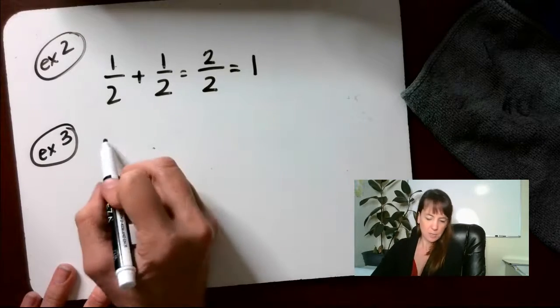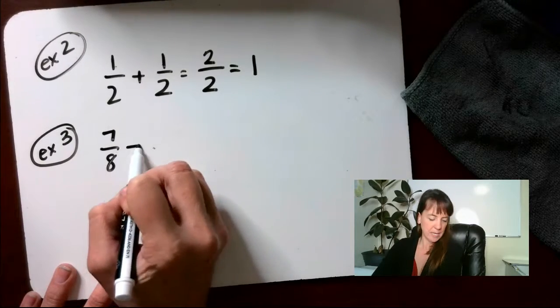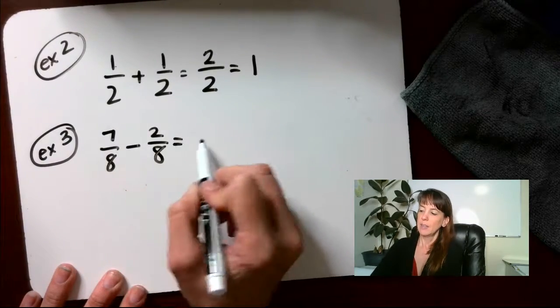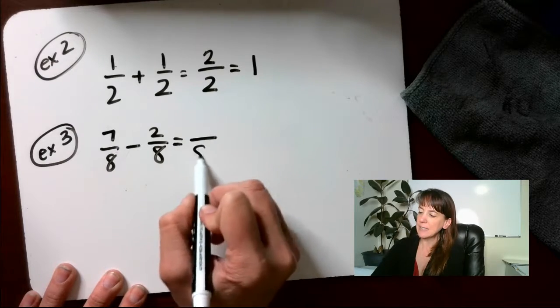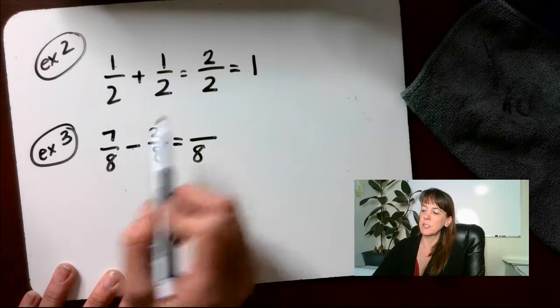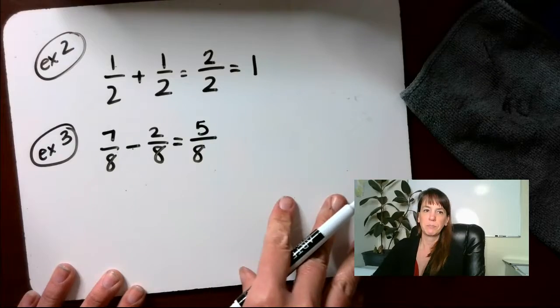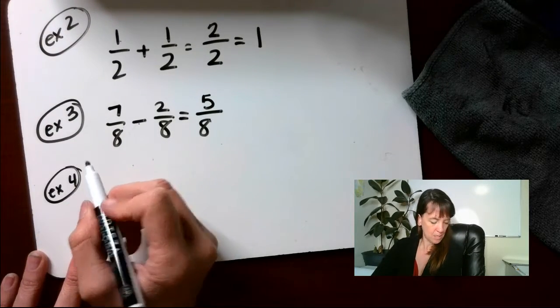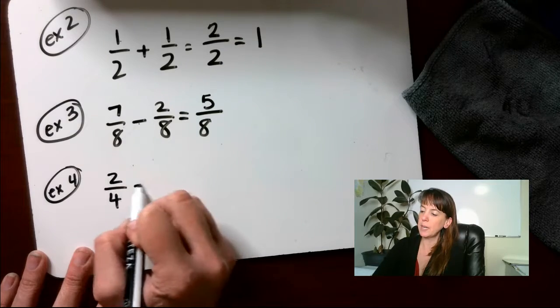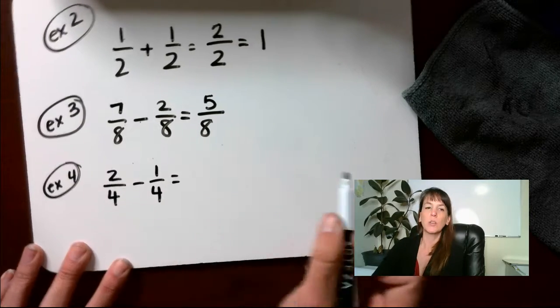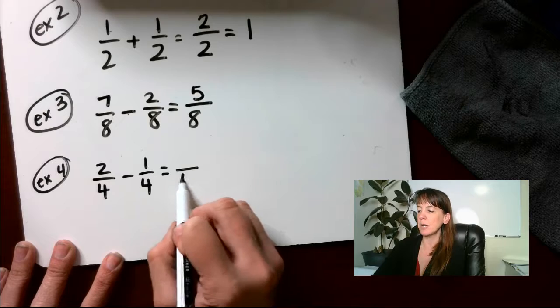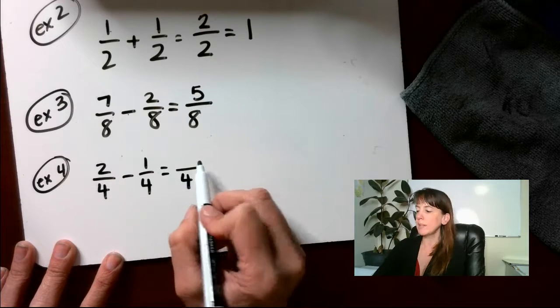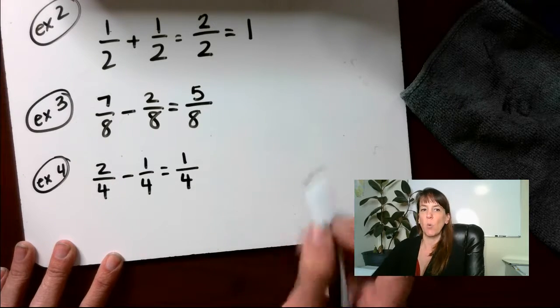All right, let's look at example number 3. 7/8 minus 2/8. All right, our common denominator means 8, and we're going to do 7 minus 2, which gives me 5. Okay, example 4. 2/4 minus 1/4. You're going to keep that denominator the same, so that's going to be 4. 2 minus 1 gives us 1, so it's going to be 1/4.